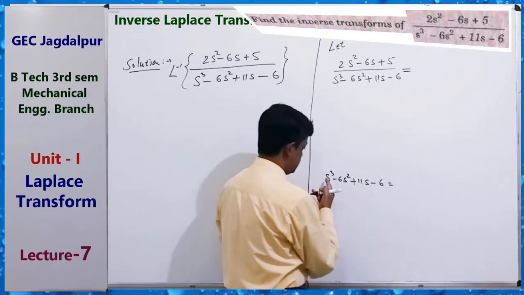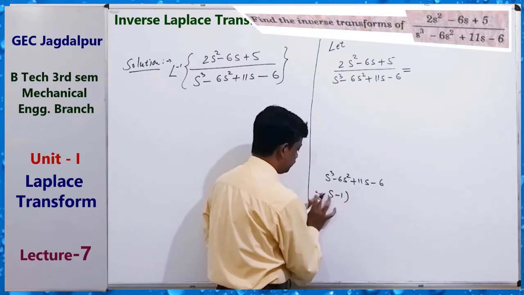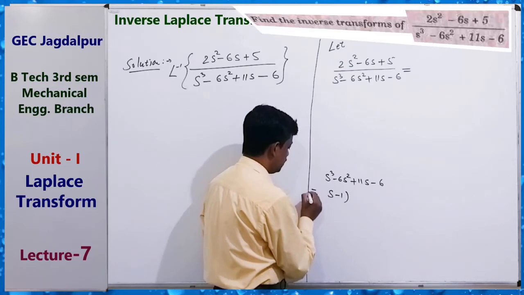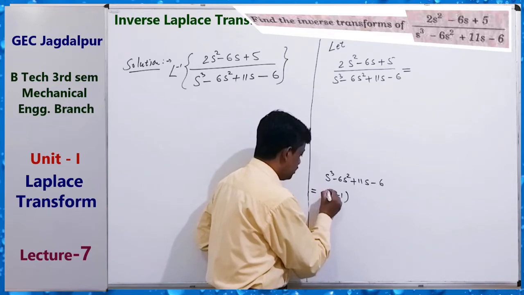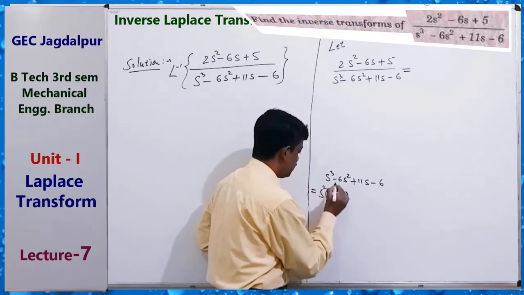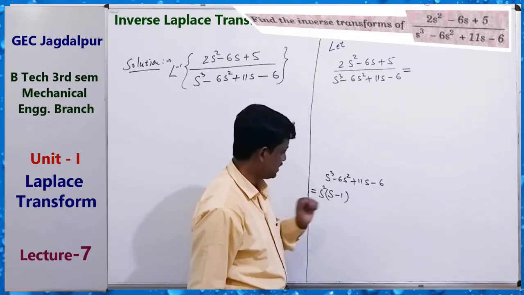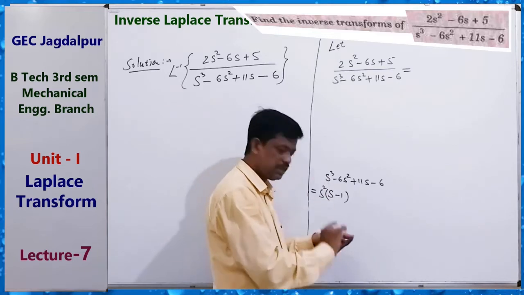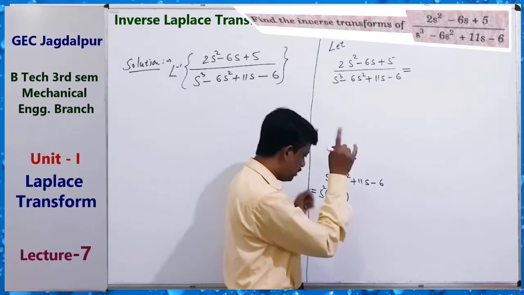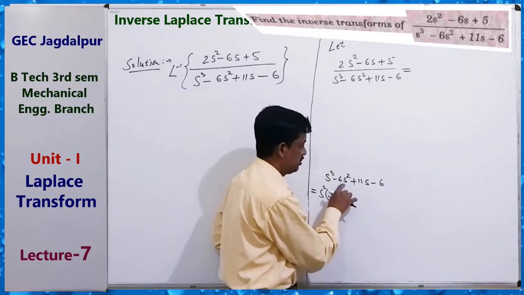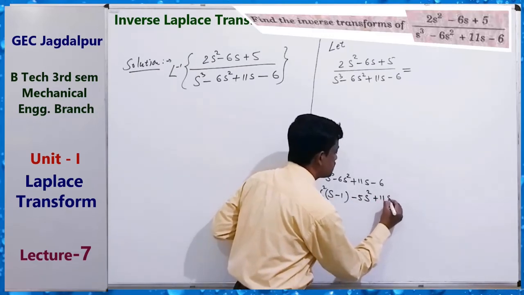So we can write this equals to what? s minus 1. We know s minus 1 is a factor, so we can write it like this: s square into s minus 1, that is s cube minus s square. Then plus s square, because we subtract s cube minus s square plus s square, and minus 6s square means minus 5s square, minus 5s square plus 11s minus 6.